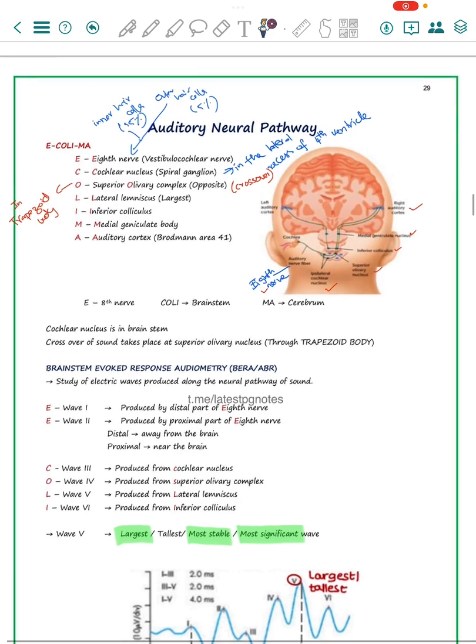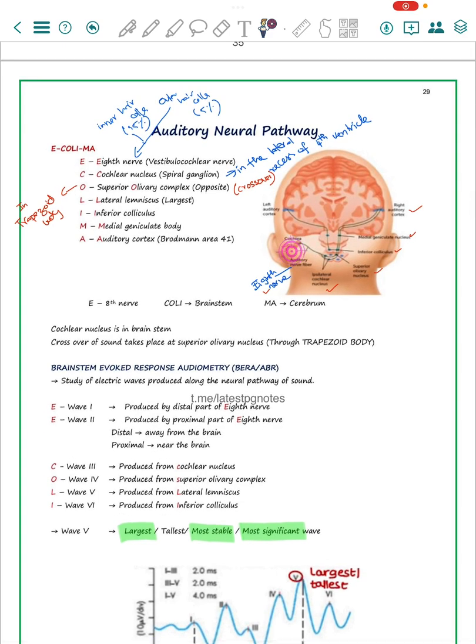You can see from the diagram, from the cochlea to the eighth nerve, this auditory nerve or eighth nerve. From there it goes to the cochlear nucleus, and then the superior olivary nucleus, then to the lateral lemniscus, then inferior colliculus, then medial geniculate body or medial geniculate nucleus, then into the auditory cortex.